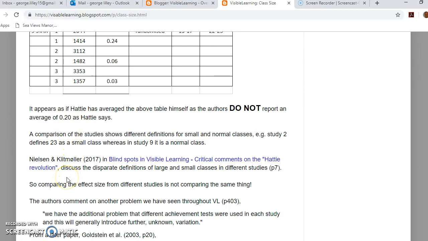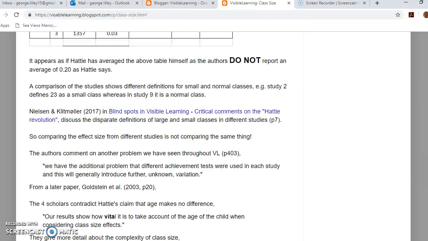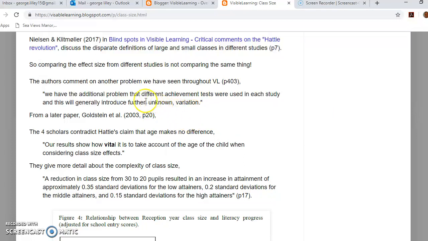In addition, the definition of small, large, and normal classes is a big issue in class size. Two German researchers talk about that in detail in their paper. And then another problem that these authors talk about is the problem of different achievement tests. And that introduces further variation. In particular, when you compare studies that use a standardized test with a specific test, there's a lot of other research, and I go into another blog and video on that, that the difference in using a specific test, you can often get an effect size of over 4 times bigger than a standardized test.